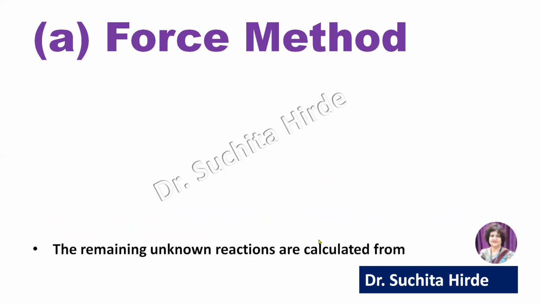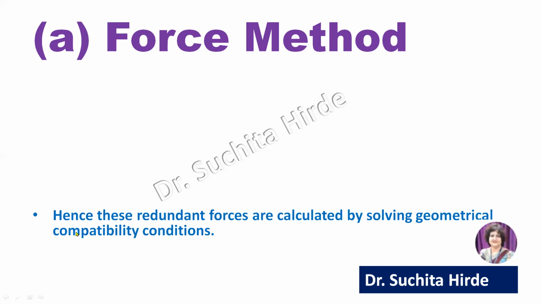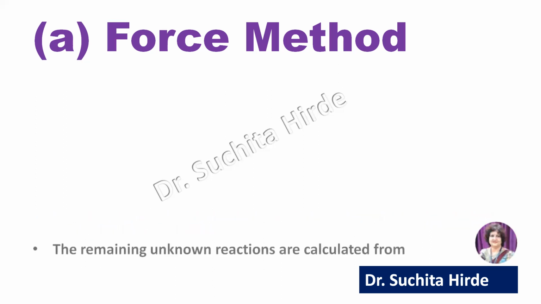Then the remaining unknown reactions are calculated from equations of equilibrium. So the primary unknown we calculate from the compatibility condition. Once you calculate the primary unknown, which is a redundant force, after that to calculate other reactions, we have to use the equations of equilibrium in force method. So these are the salient features of force method.